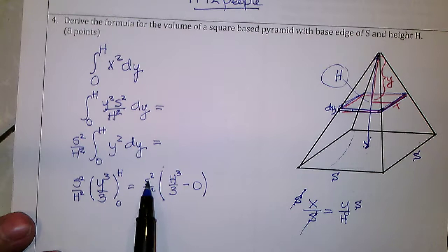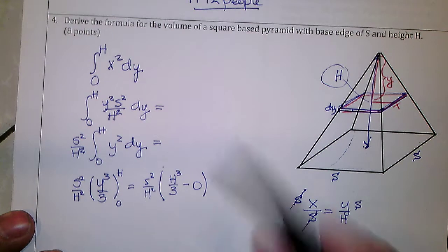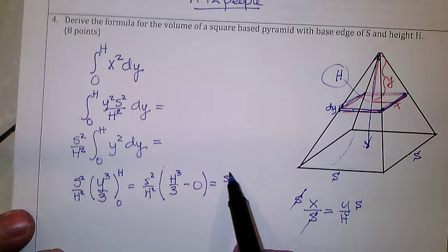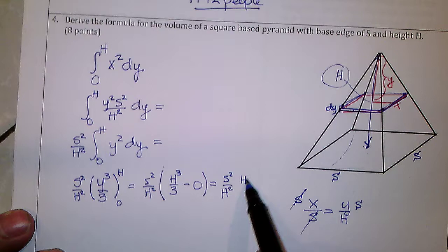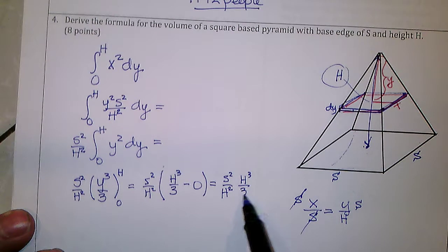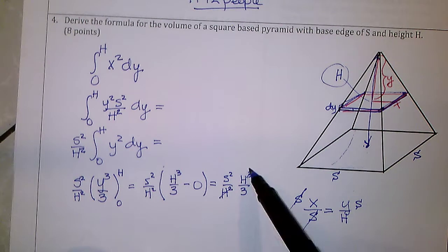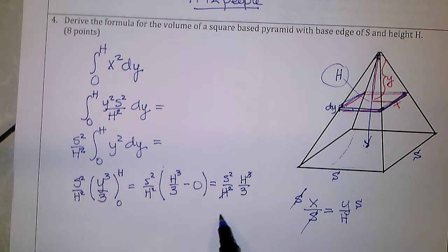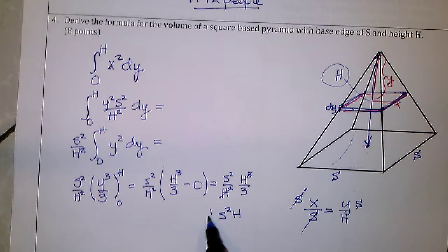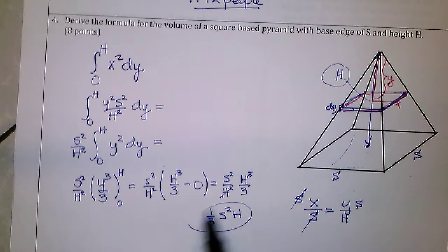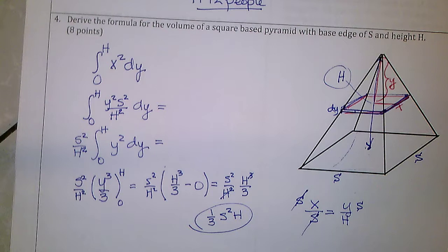So if I take s squared over h squared times h to the third over 3, 2 of the h's cancel 2 of them and only leaves one h, and so I'd have s squared h all over 3, or 1/3 area of the base times the height. That's the formula for the volume of a pyramid, a square pyramid.